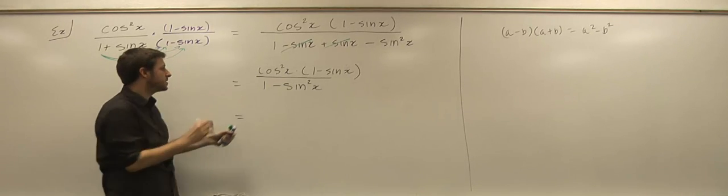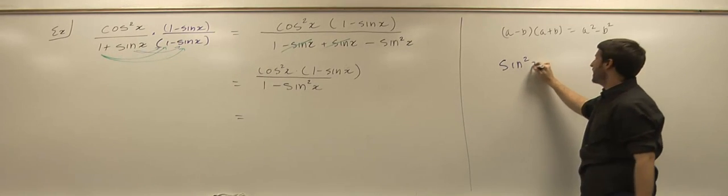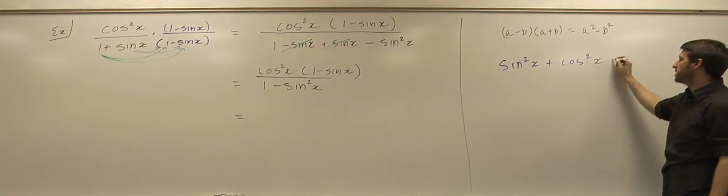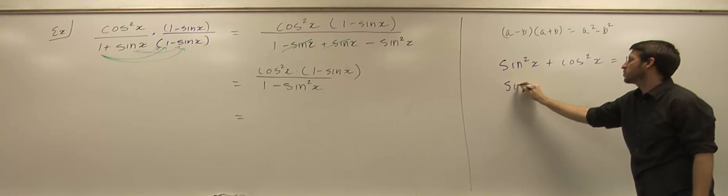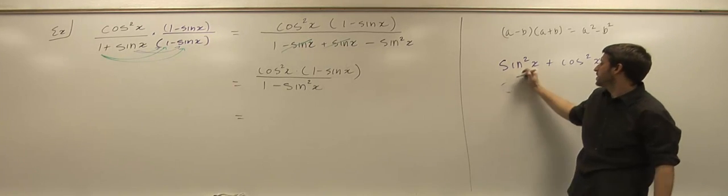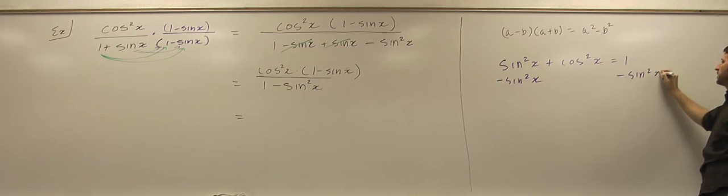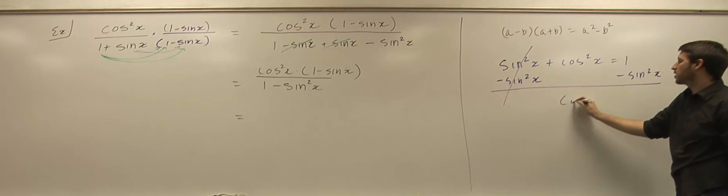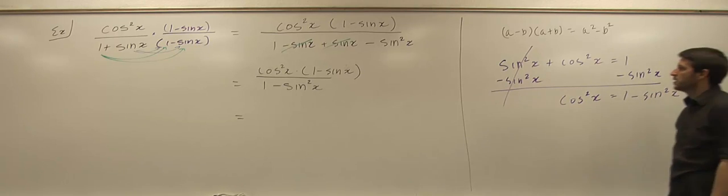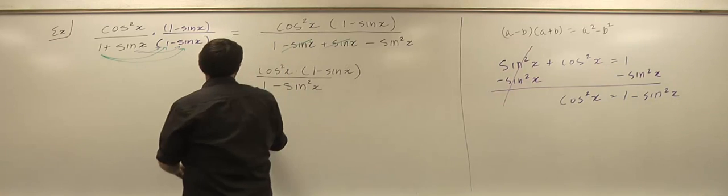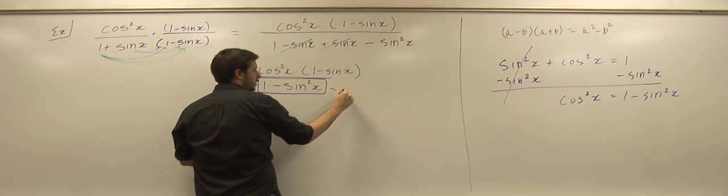This is super awesome because we all know from our Pythagorean identities that sine squared x plus cos squared x equals 1. And if you subtract this sine squared over to the other side, you get the equivalent identity that cos squared x equals 1 minus sine squared x. So I can finish my simplification here by replacing this 1 minus sine squared with cos squared.